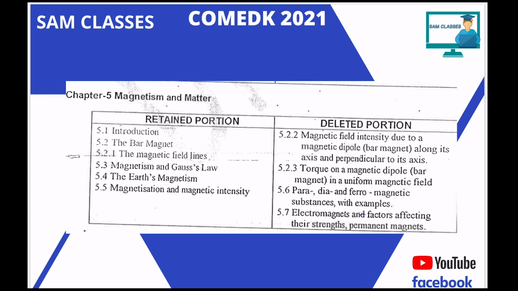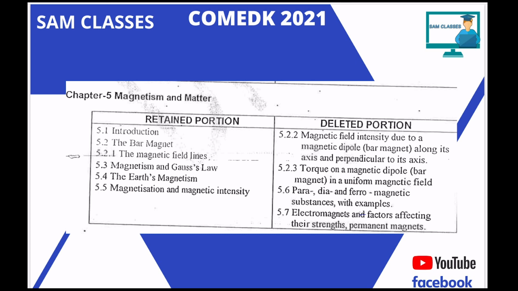In the deleted portion we have the magnetic field intensity due to a magnetic dipole on the axis or perpendicular to its axis. Torque is not there. Para-, dia-, and ferromagnetic substances and examples, electromagnets and factors affecting their strengths, and permanent magnets are not there. So let's see what kind of question we can expect in 2021, and what the previous year's questions were and how they have asked.